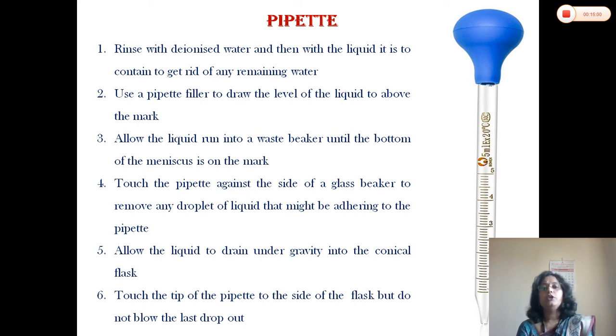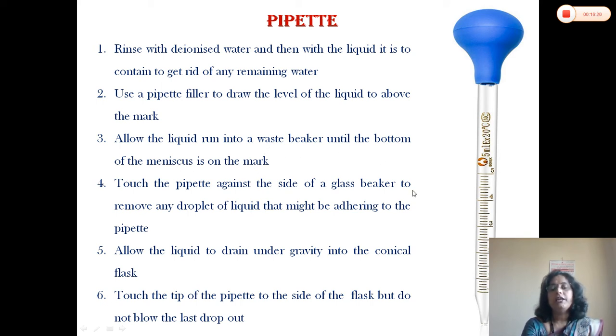Then use the pipette filler to draw the level of the liquid to above the mark. So this is the pipette filler. You can use the rubber bulb or certain other pipetting devices. Then next, allow the liquid to return to the waste beaker until the bottom of the meniscus is on the mark.